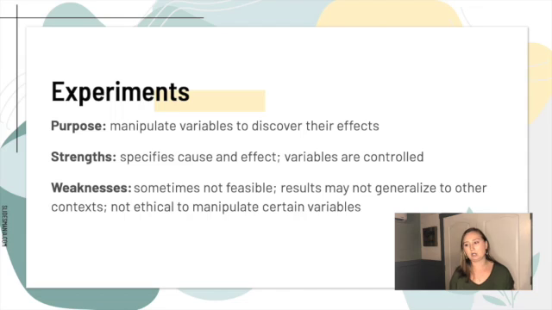The weaknesses are that it's sometimes not feasible. It's sometimes very difficult to do an experiment. The results may not generalize to other contexts, so it may work in this context but not in this context. And it's generally not ethical to manipulate certain variables. For example, we had the little Albert experiment. It's not ethical to traumatize a little boy about a white rat, even if we discover a huge behaviorism, big theory thing. Great, but you've now traumatized a 6-year-old.